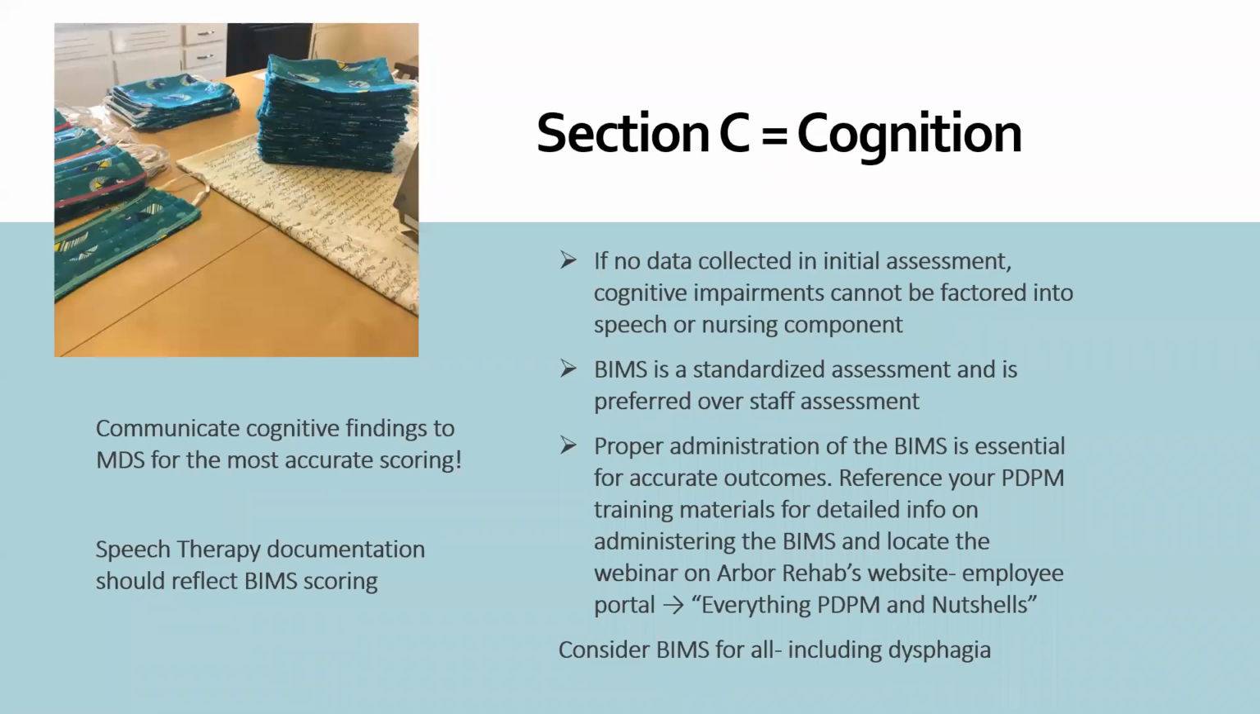We're going to start by talking about Section C for cognition on the MDS. We need to communicate any kind of cognitive findings to the MDS nurse for the most accurate scoring and reimbursement categorization. Speech therapy documentation should reflect BIMS scoring that's done upon the initial assessment. If no data is collected in the initial assessment by either nursing or speech or occupational therapy, cognitive impairments cannot be factored into the speech or nursing component for PDPM reimbursement.